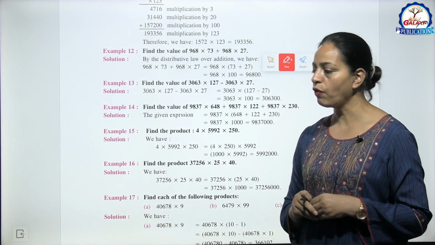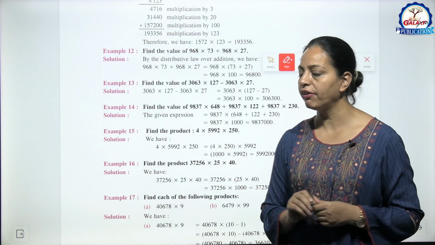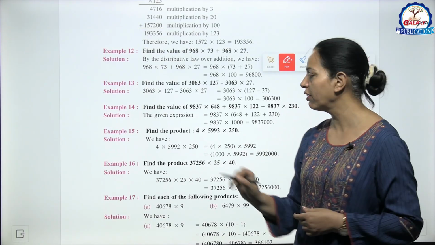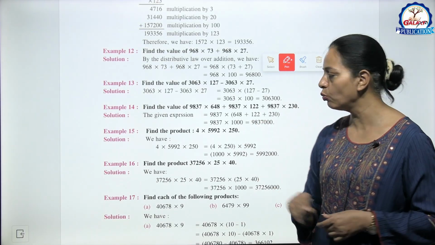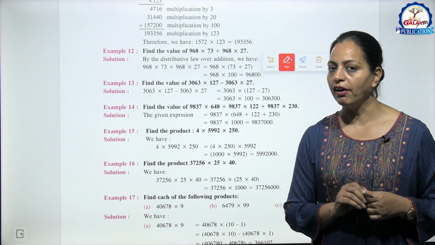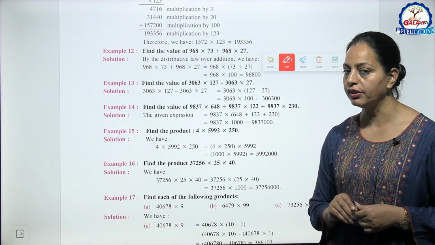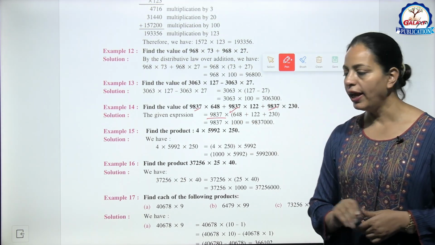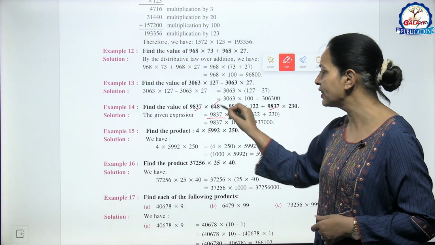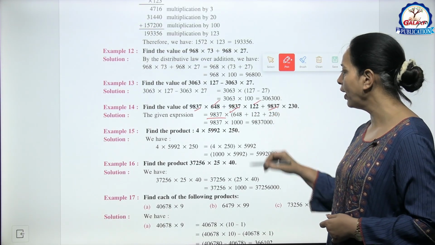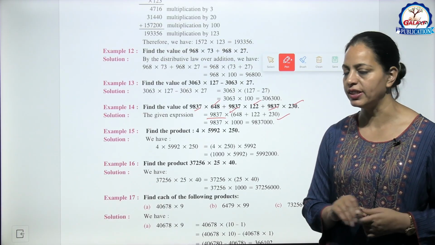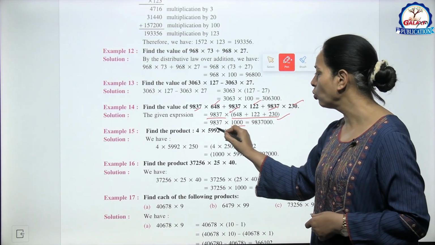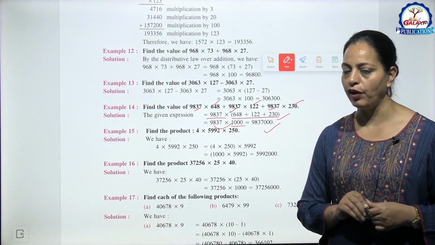Now example 14. Find the value of 9837 into 648 plus 9837 into 122 plus 9837 into 230. You can see this number is common. So take this number common and inside bracket we will get 648 plus 122 plus 230. इन तीनों को ऐड कर देंगे. सम इज 1000. अब इन दोनों को मल्टीप्लाई. दिस इज द वैल्यू, राइट?